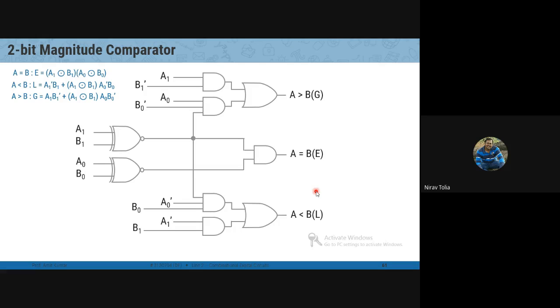This is the logic diagram of the 2-bit comparator. If the 2-bit comparator will be asked, it will be asked many times in GTU, either in 4 marks or 7 marks. Many times it will be asked. If you refer to the past GTU papers, you can see that the 2-bit comparator will be asked in 4 marks or 7 marks.